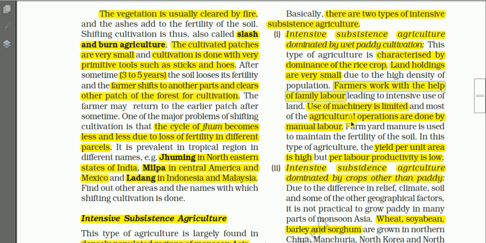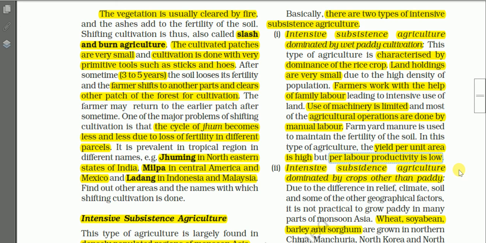So in this type of farming, we may find double cropping as well as triple cropping. That is why we use the term intensive. The land is used intensively. That means double cropping, triple cropping, multiple cropping is done. Use of machinery is limited, and most of the agricultural operations are done by manual labor, mainly by hand. Farmyard manure is used to maintain the fertility of the soil, and in this type of agriculture, yield per unit area of land is high, but yield per labor, the productivity per labor, is low.